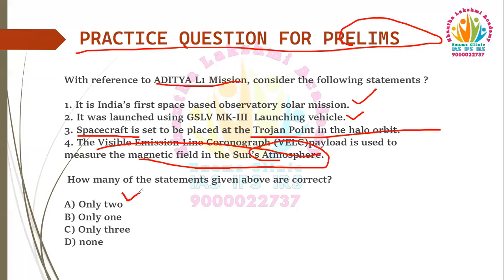Option A, only 2. Option B, only 1. Option C, only 3. And option D, none.